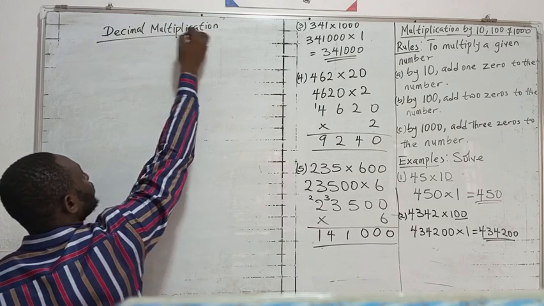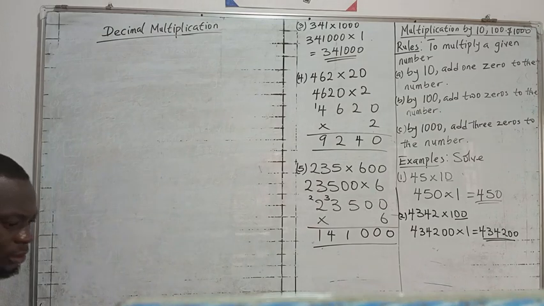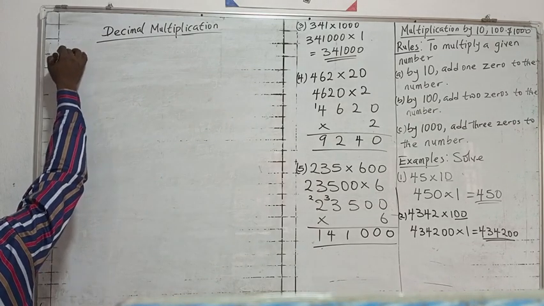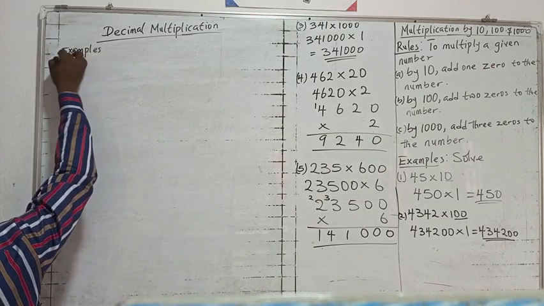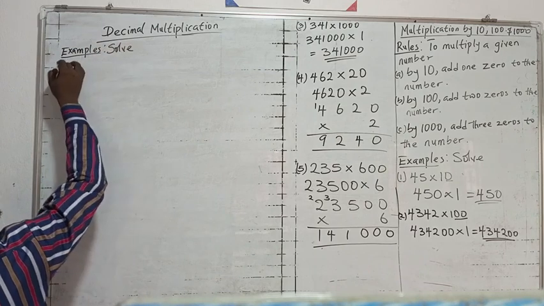Decimal multiplication. This is decimal multiplication. Number 1, solve 1.